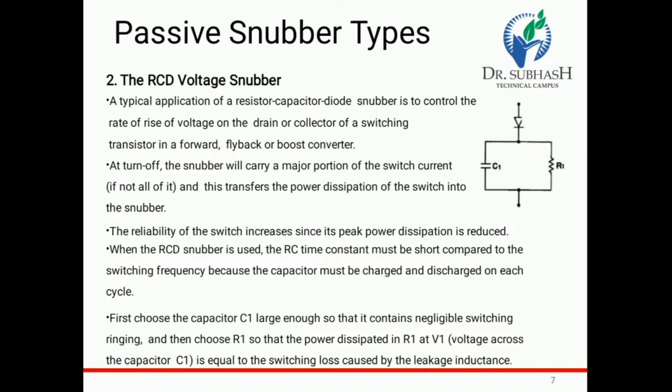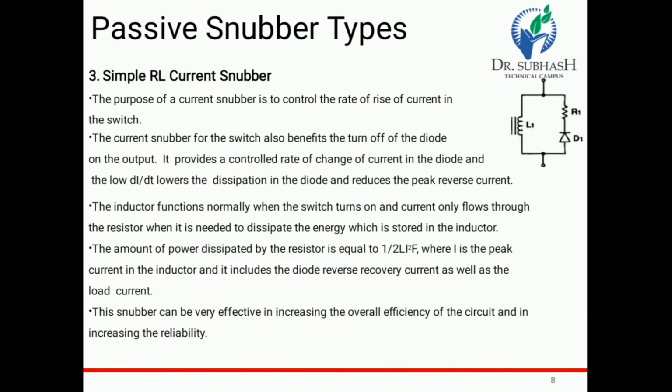First, choose the capacitor C1 large enough so that it contains the switching ringing to a negligible level, and then choose R1 so that the power dissipation in R1 at V1 is equal to the switching loss caused by the leakage inductance. So that is the major criterion for designing the RCD voltage snubber circuit.